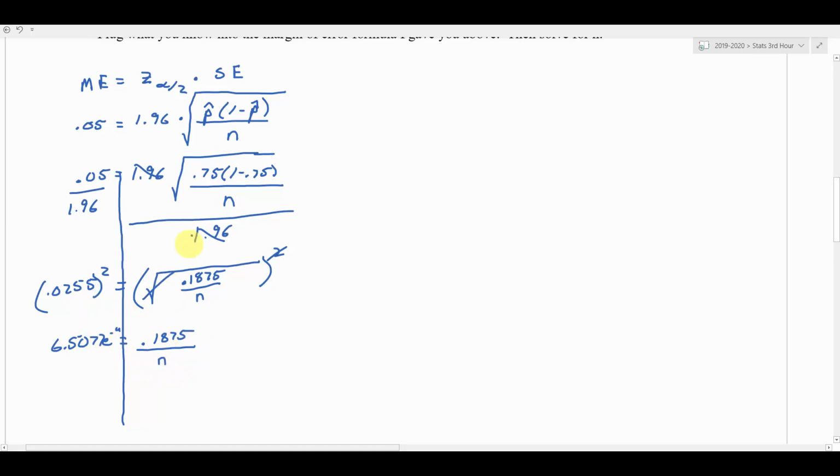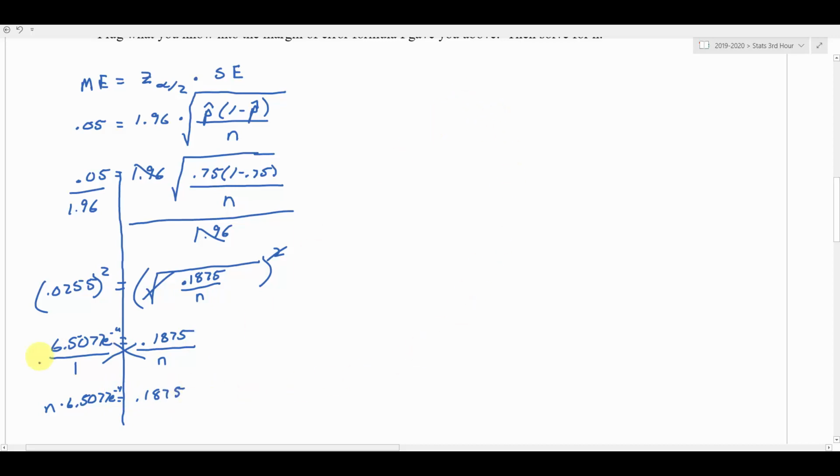This thing is a lot less nasty right now. We got rid of the square roots. We just have to get this n by itself. So at this point, what you can do, just a quick solution to get to the end here, is do a cross multiplication. So you'll get n times the 6.5077 e to the negative fourth equals 0.1875. And I'll continue over here.